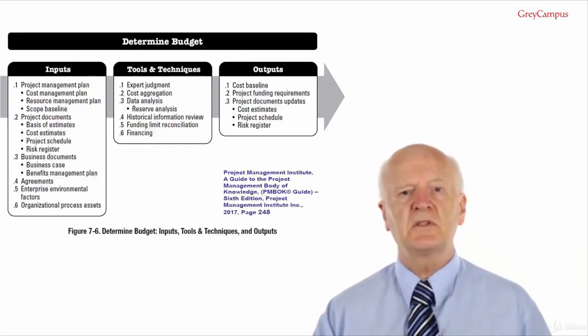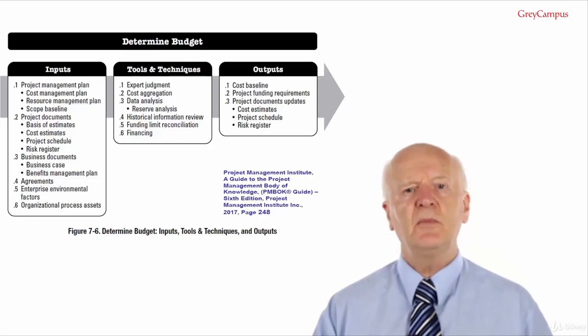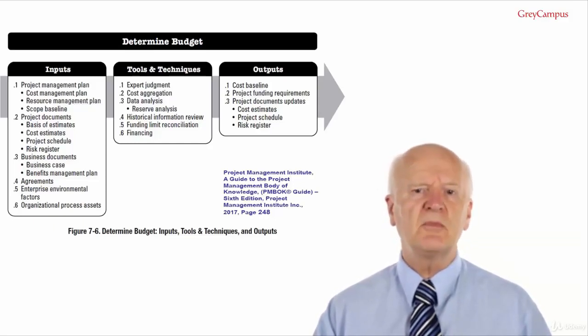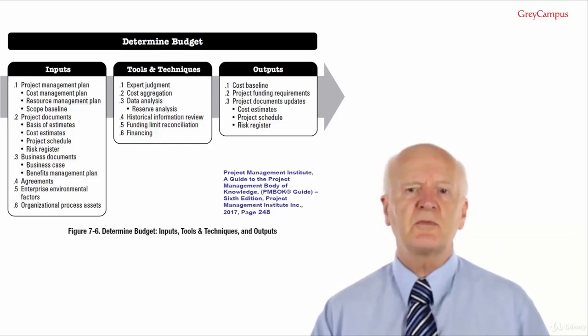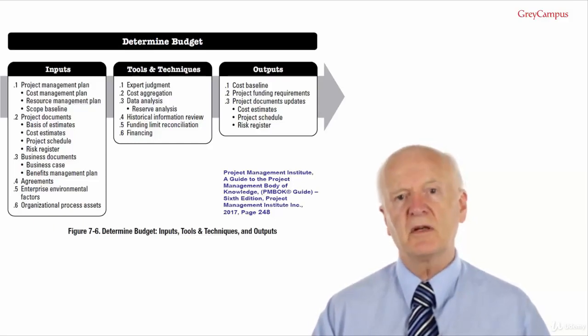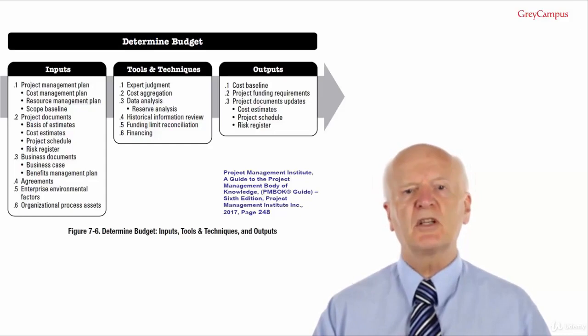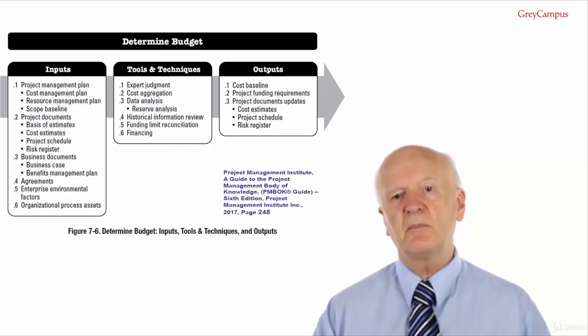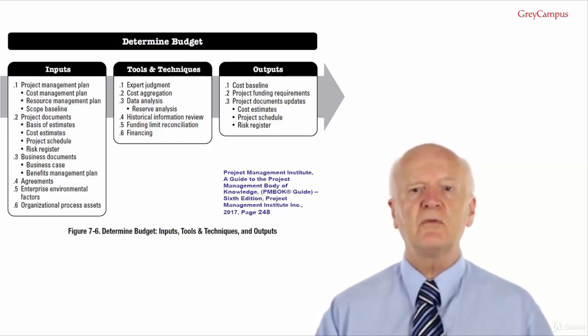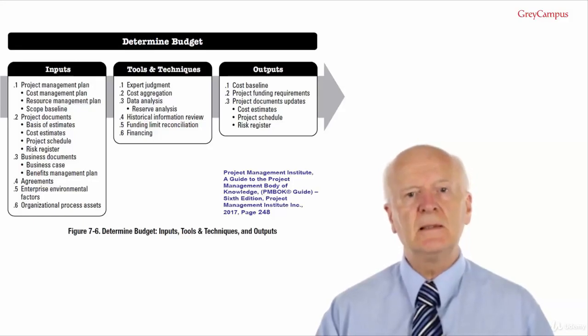Determine budget inputs. Number 1, project management plan. The project management plan components include the cost management plan. This describes how the project costs will be structured into the project budget. For example, there could be a limit on the budget payable in a period or upon reaching a certain milestone.